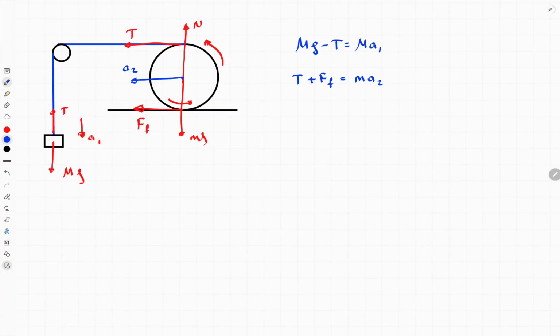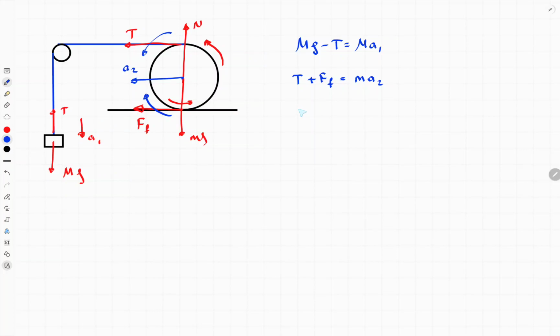And at the same time, this cylinder is rotating. So basically we can apply torque. Total torque should be equal to moment of inertia times angular acceleration. We have two torques, due to tension and due to friction force, because only these two forces can rotate this cylinder. Tension is trying to rotate it anti-clockwise, and the friction force is trying to rotate it clockwise, but we know that this cylinder is rotating in the end in the anti-clockwise direction. It means the torque of the tension is greater than the torque of the friction force.